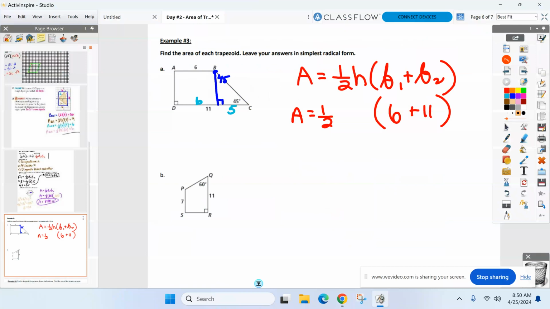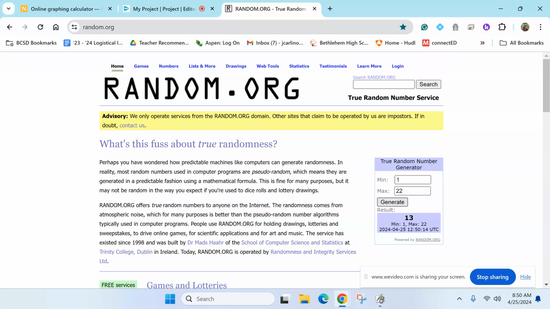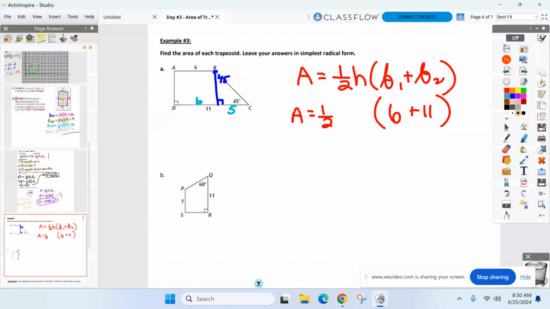And conveniently, look where that 5's across from. 45. What's across from the other 45 then? What's the length? Jonathan, what's the length across from the other 45? Sorry. 5. Yep. They're always equal. And there's your height, everybody. 5. Good work, everyone. Good teamwork there.